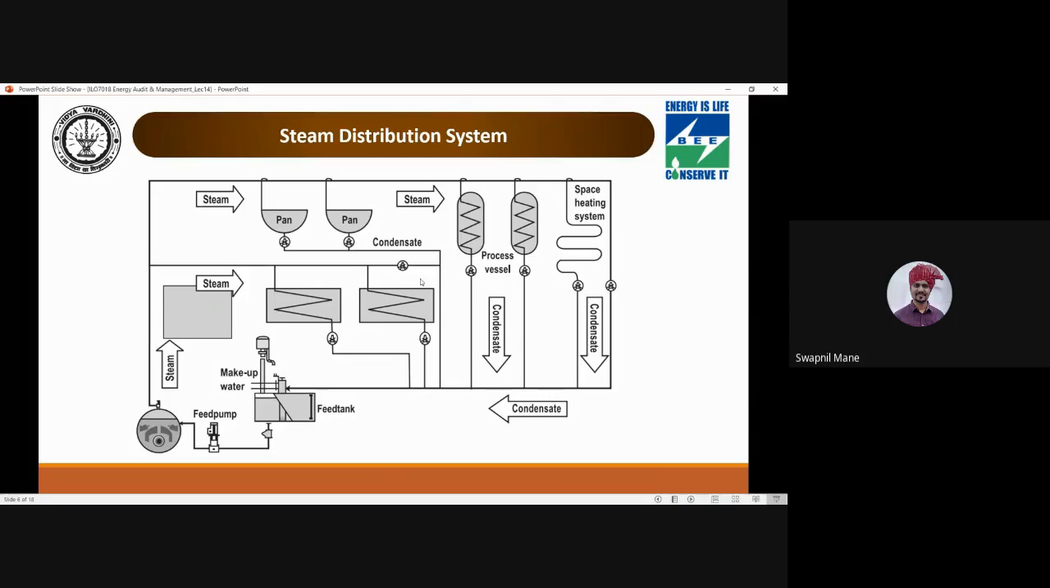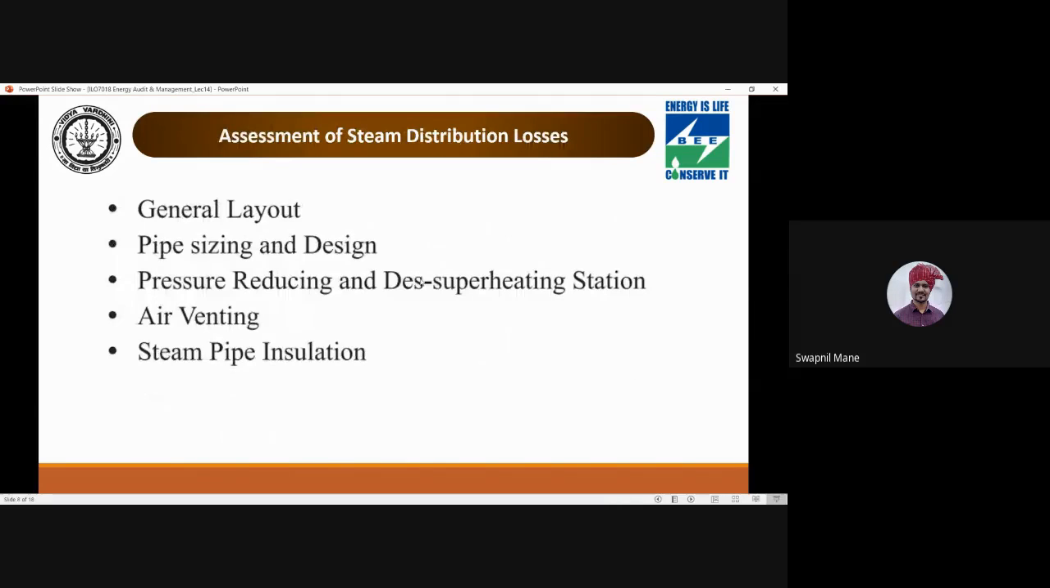Okay, having determined the working pressure, the other factors to be considered while designing are the general layout, pipe sizing and design, pressure reducing and desuperheating station, air venting, and steam pipe insulation. All these parameters also prove helpful when we are designing a steam distribution system. Before we go into that, we will look at one numerical in which we will see how the velocity of the steam decides the diameter of the pipe.